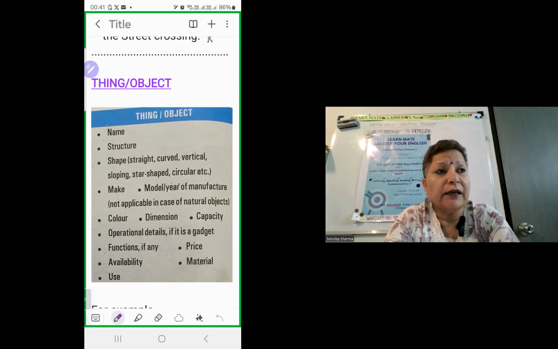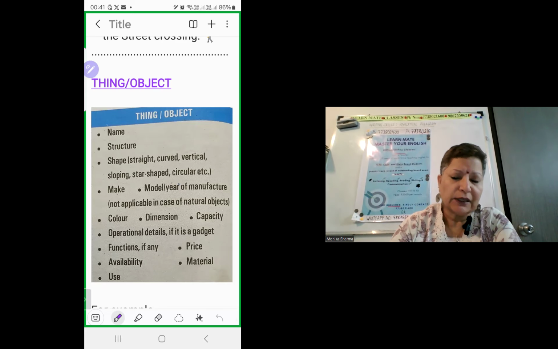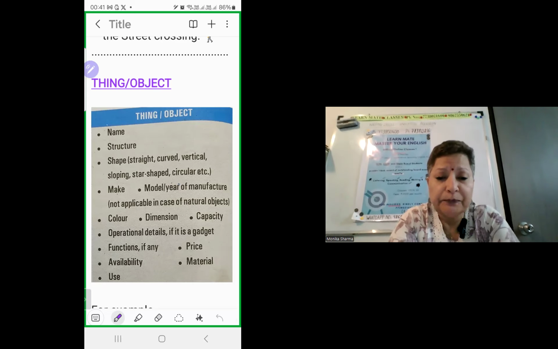If you're talking in particular about, say, a Xerox machine or a photocopy machine, here Xerox, as you know, is a company. Canon is also a company. So you can then speak about the company, the model, the year of manufacture. And in case it is a natural object, like suppose in a previous year, they've also been asked to describe water.